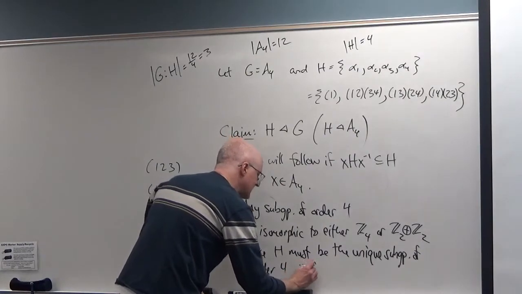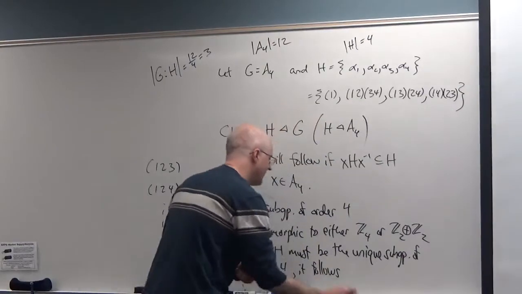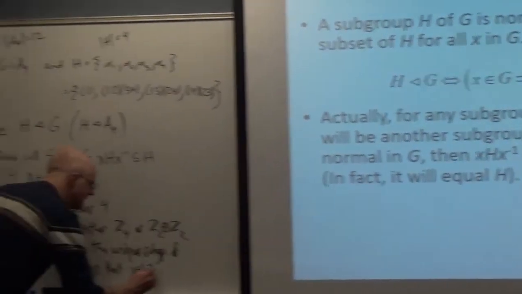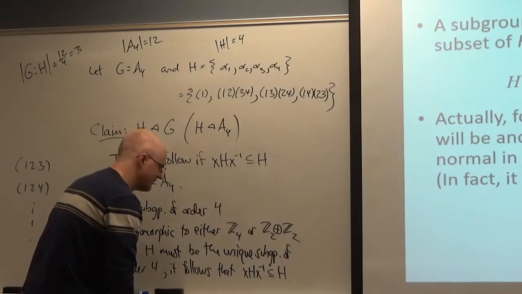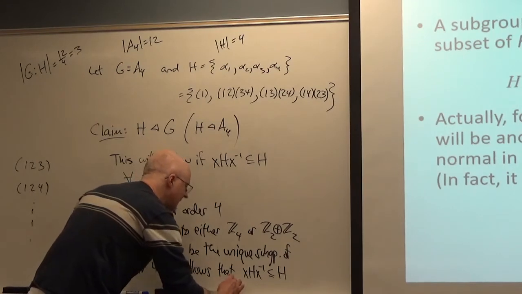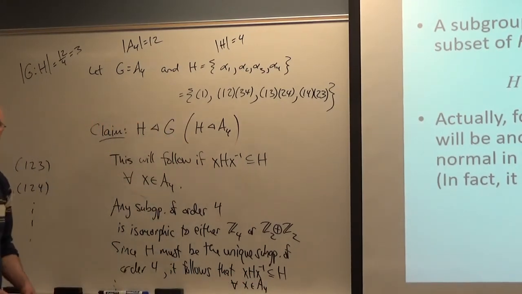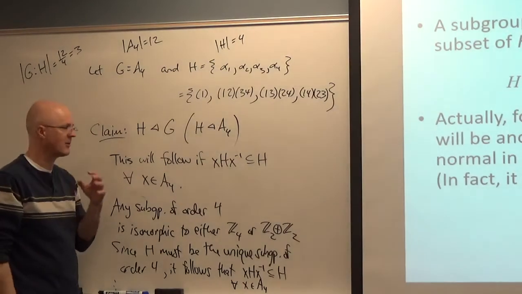It follows from the fact on the screen that x H x inverse, which is a subgroup of G no matter what x is, must be in fact a subset, and in fact a subgroup, and in fact equal to H. I'll just put subset because that's what the normal subgroup test says, for all x in A4. Done. You get it? That might rank near our top 4 most interesting proofs.